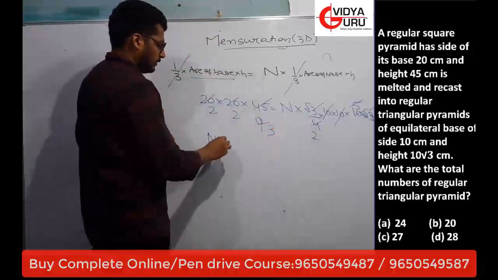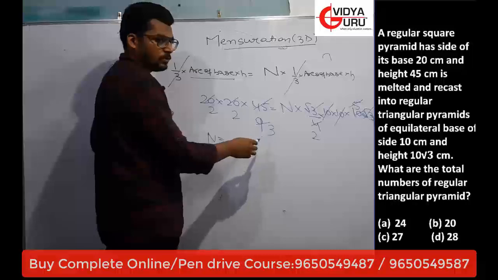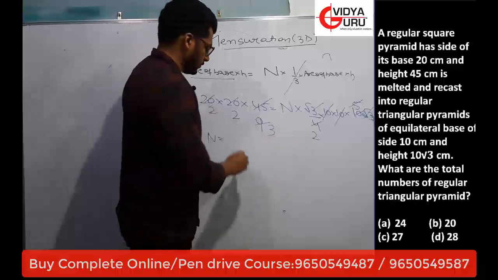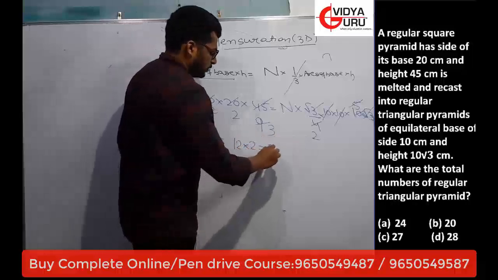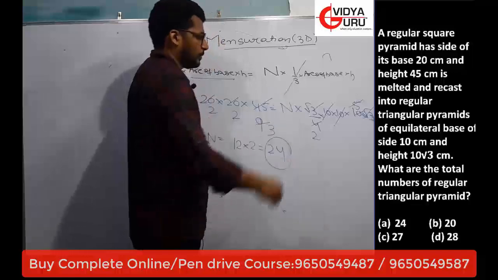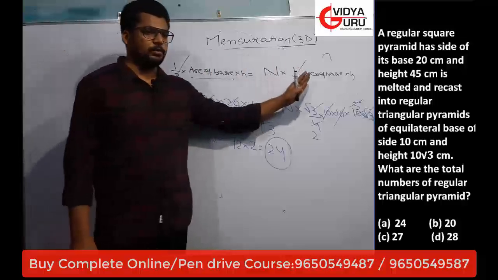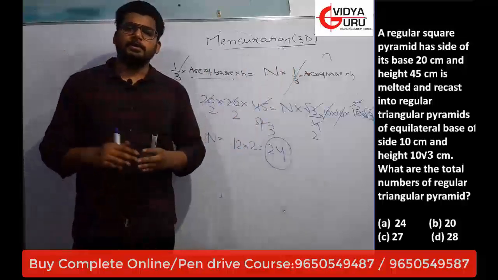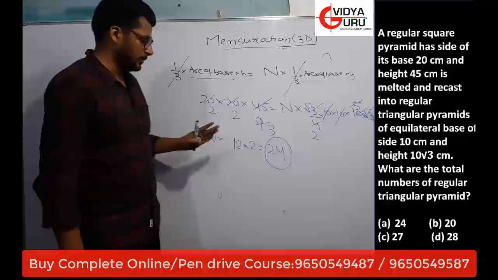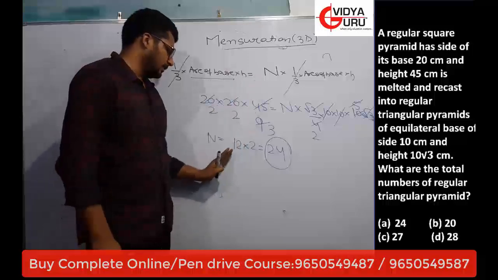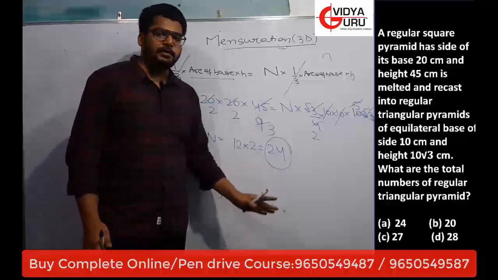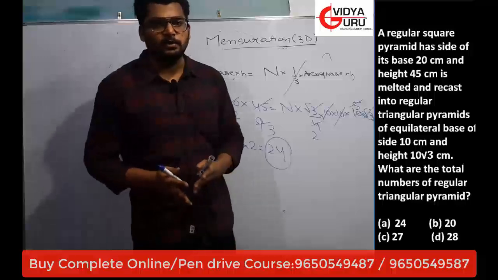So n will be equal to what? 2 to the 4, 3 is a 12, and 2 is here, so 12 into 2, 24 triangular pyramids will be formed. This is melted into this, so the volume will remain the same. So after putting the volume the same, n will be equal to 24, that means 24 triangular pyramids will be formed.